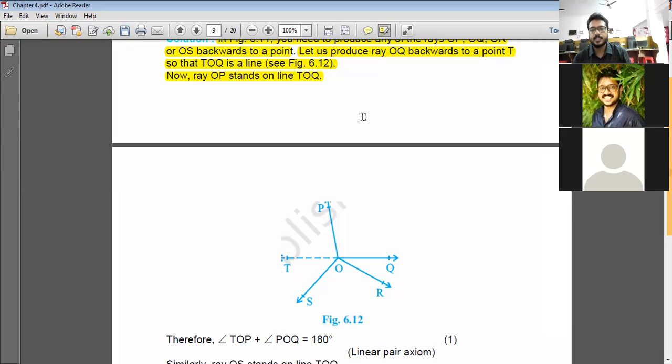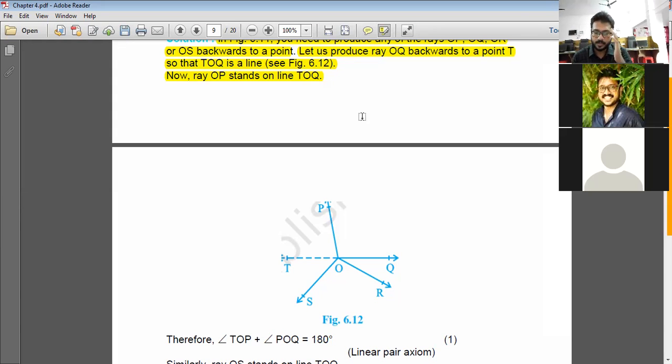And I repeat, this is a very, very important step. Only if you do this, then you can solve it. Of course, sometimes there may be other ways, but this is the easiest way.